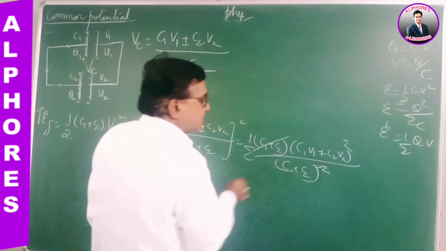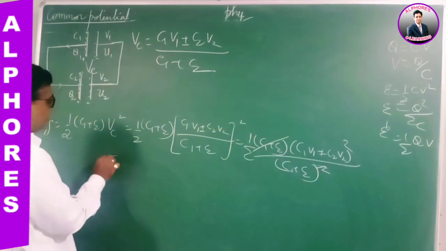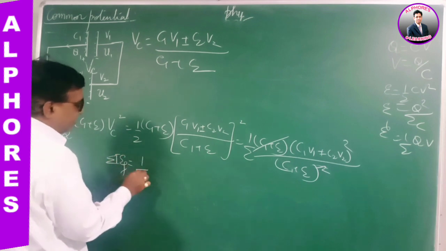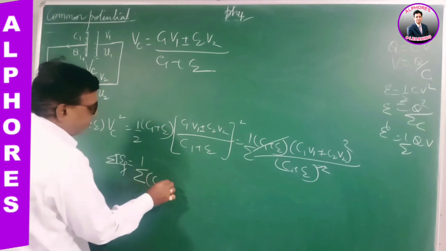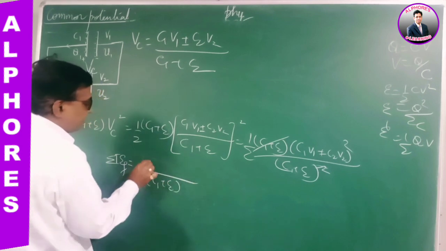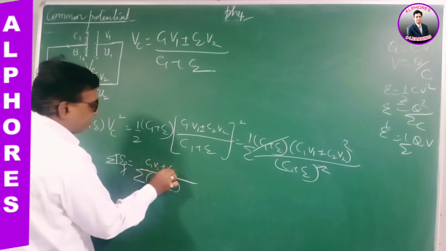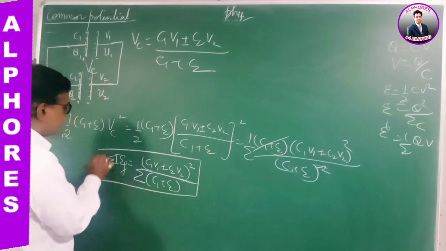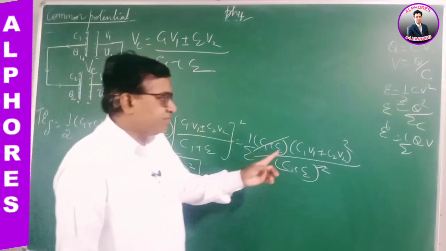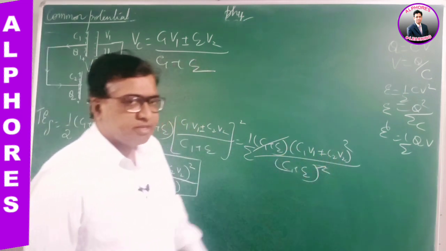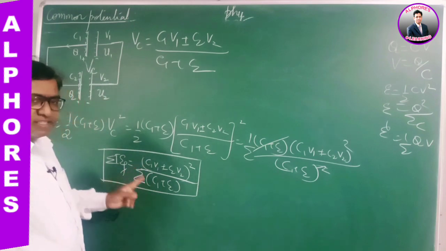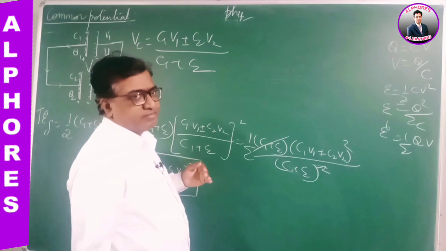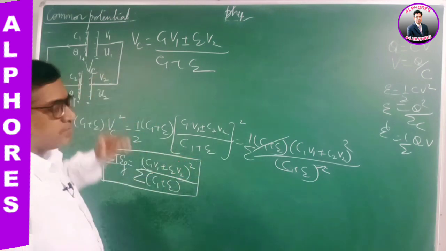One of these gets cancelled. So the total final energy is half, the denominator is C1 plus C2, and in the numerator (C1 V1 plus or minus C2 V2) whole square. This is the total final energy: half of (C1 V1 plus or minus C2 V2) whole square by (C1 plus C2). This is the final energy of the system after they are combined, plus to minus, minus to plus.